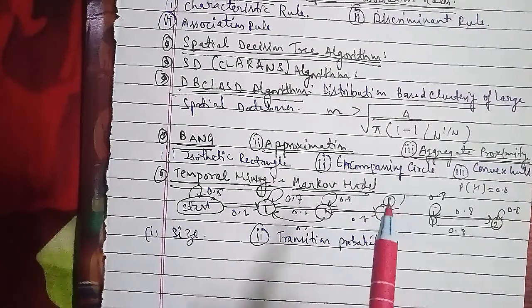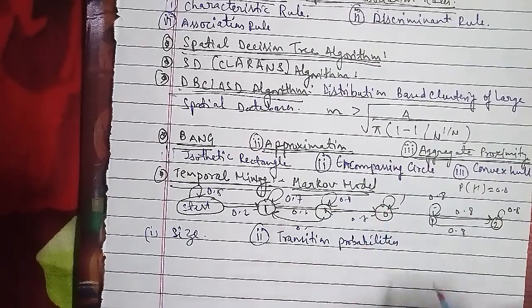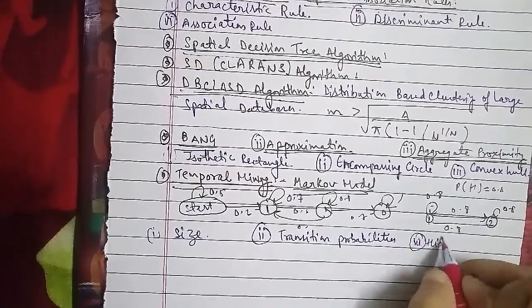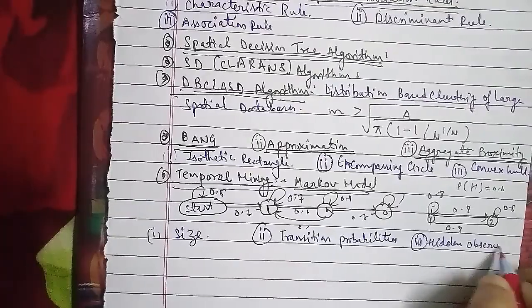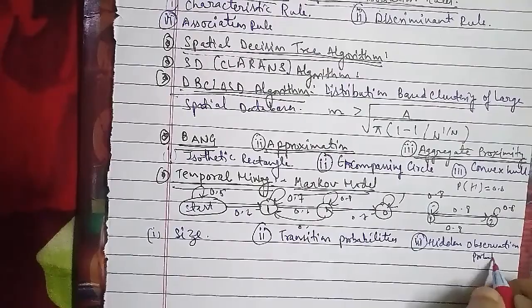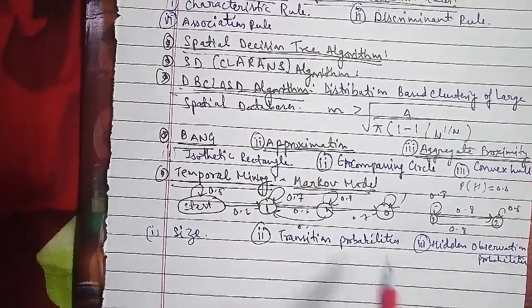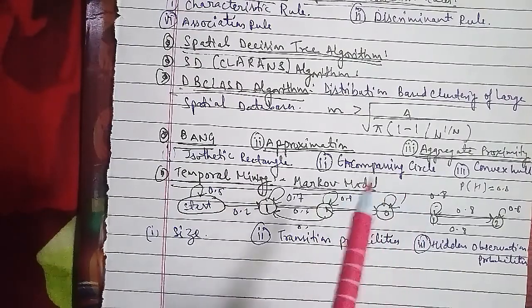And the third we have is your hidden observation probabilities as well. As with the transition probabilities, these probabilities can be learned. So there are three basic HMM problems as well.